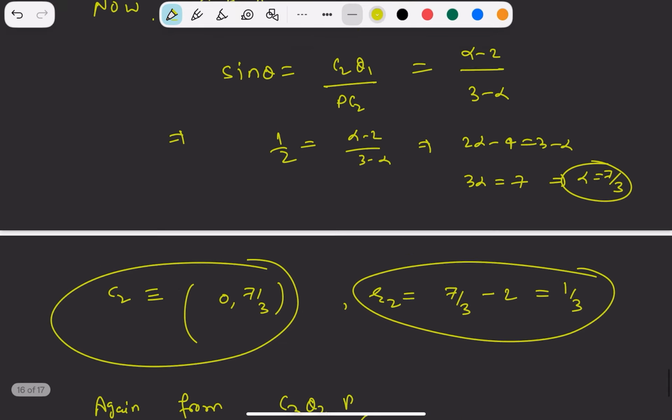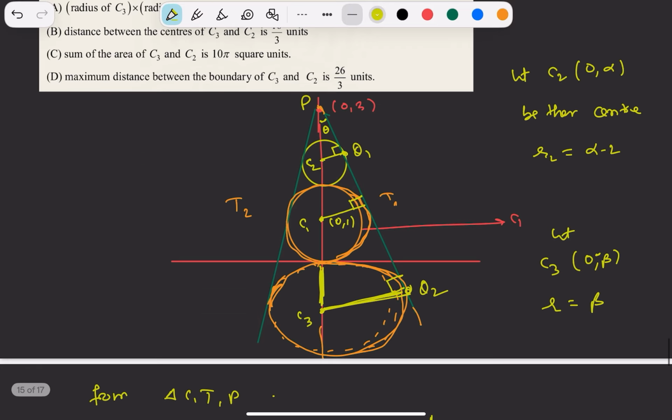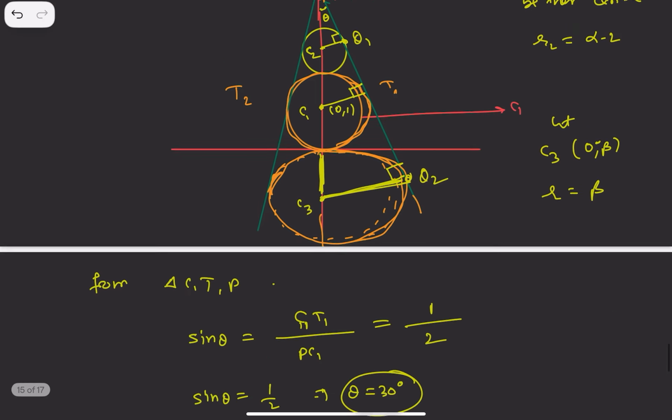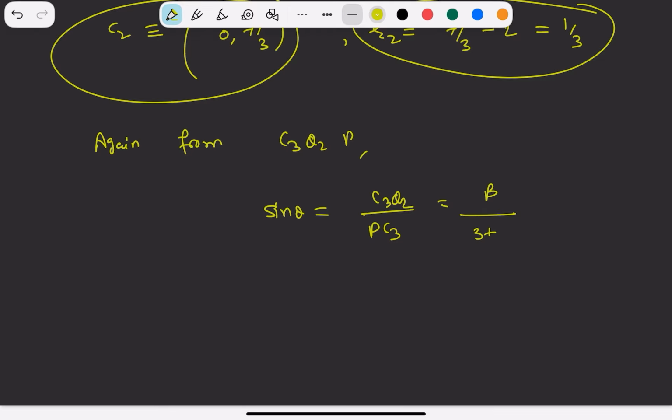So this is beta, it's a radius, so it will be how much? Beta upon PC3. If you see PC3, this length will be how much? PC3. So this length is 3, correct or not? And this length is beta. So how much are we going to get now? 3 plus beta we are going to get here, right or not?